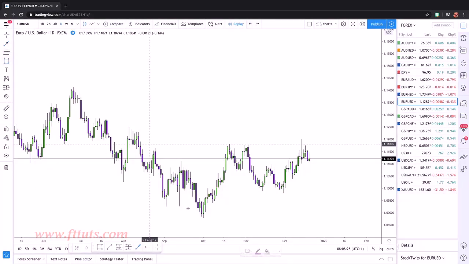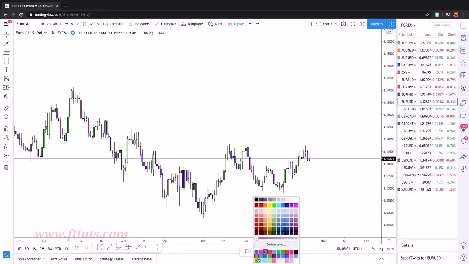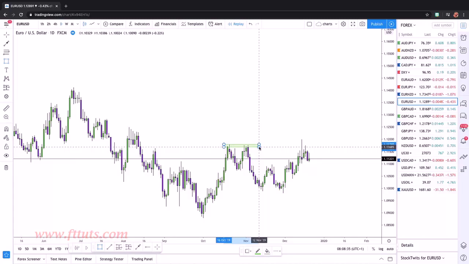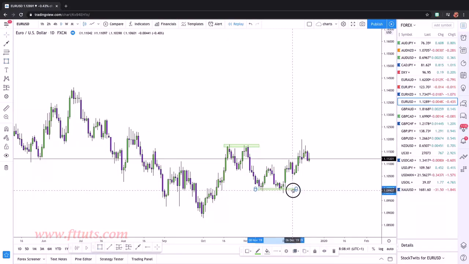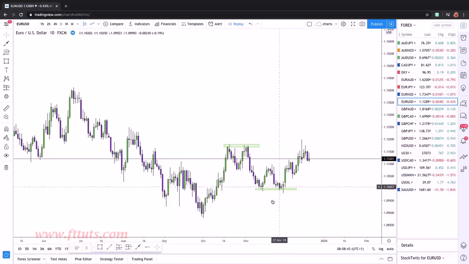These are really good patterns to identify, as well as double tops. I changed my colors, by the way, for my resistance and support. I've mentioned that earlier on in the video as well. So resistance, double top, double bottom, okay? And then as well as the M and W patterns. So what price do we enter on?